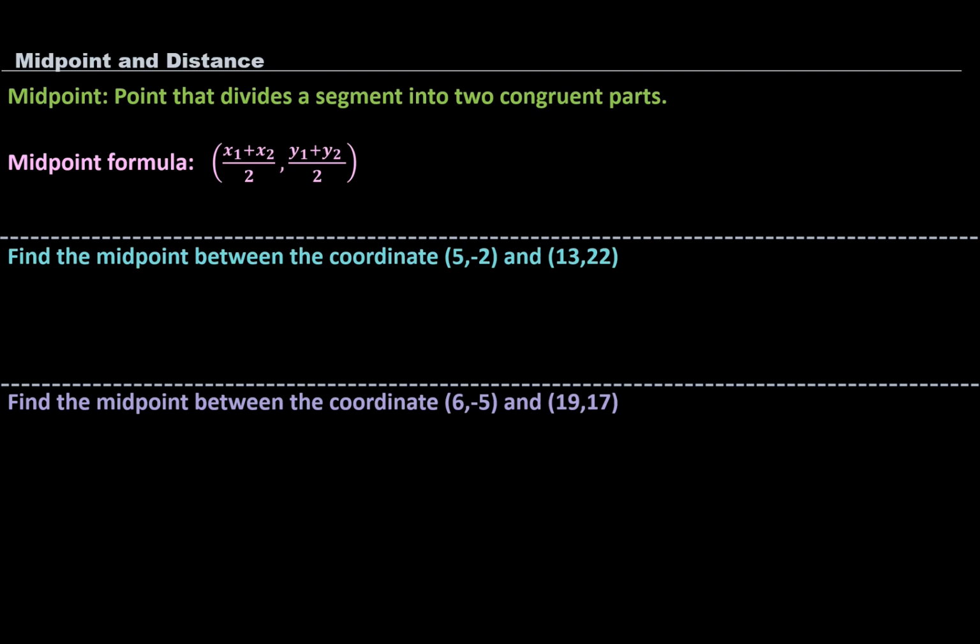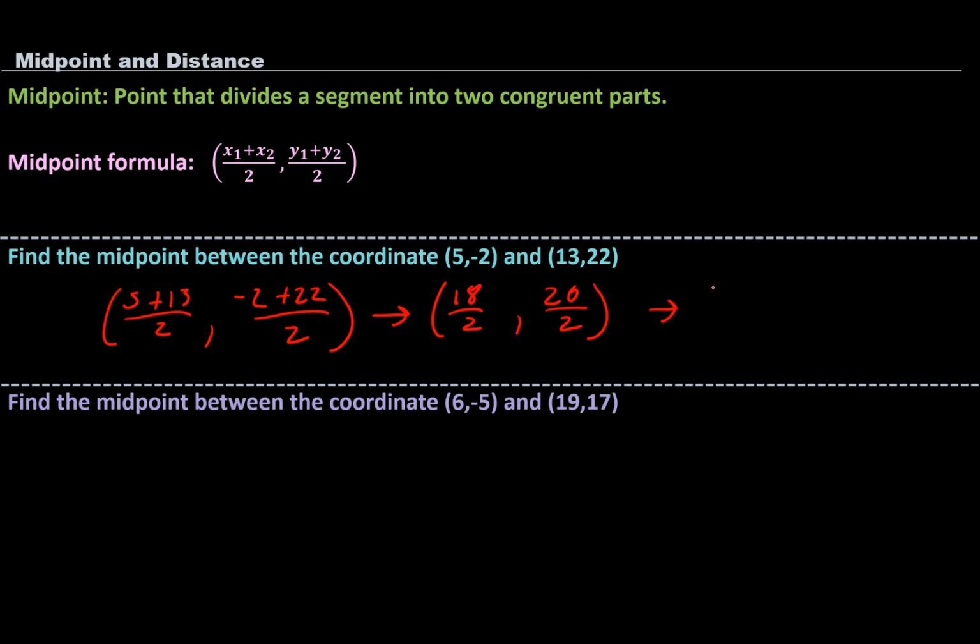So we want to find the midpoint between (5, -2) and (13, 22). So for the x side of it, 5 plus 13 over 2. And for the y side of it, negative 2 plus 22 over 2. 5 plus 13 is 18 over 2. Negative 2 plus 22 is 20 over 2, which gives us our final answer of (9, 10) as our midpoint.